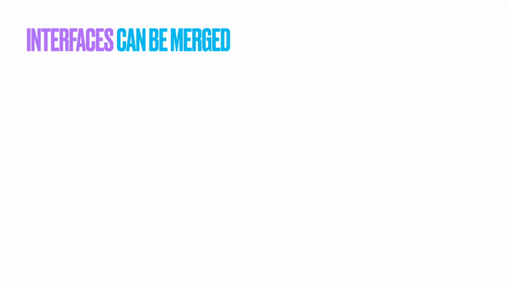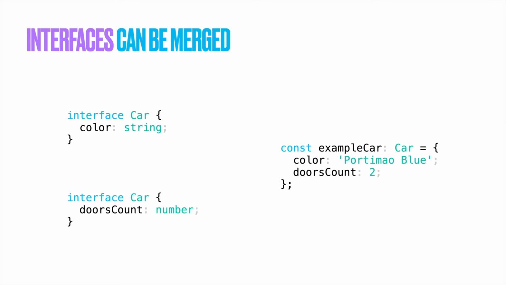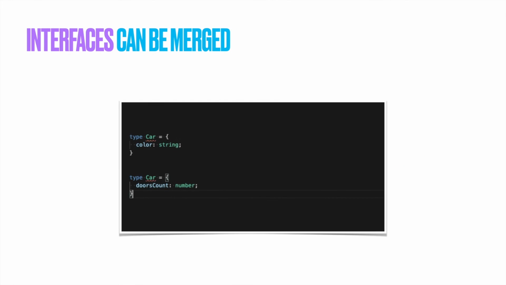Interfaces also can be merged. Let's have a car with its color. For some reason we forgot about its doors count. Let's add it. With these two separate declarations we are able to create an object of type car with both properties. Question remains though, why would you declare it like that? Again, this doesn't work with types.